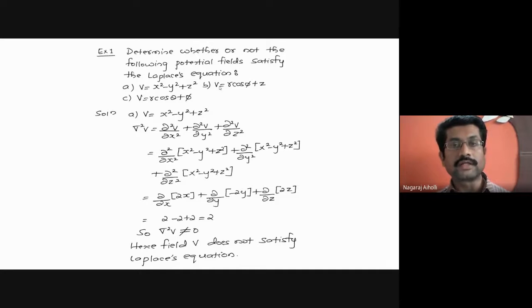Determine whether or not the following potential fields satisfy Laplace's equation. The given equations are: first, V is equal to x square minus y square plus z square. Second, V is equal to r cos phi plus z. Third, V is equal to r cos theta plus phi. Note down the example, students. Note down the statement of the problem. We'll solve the example.